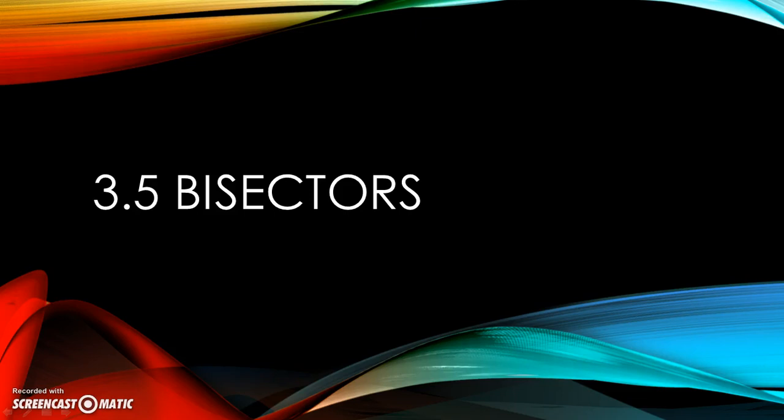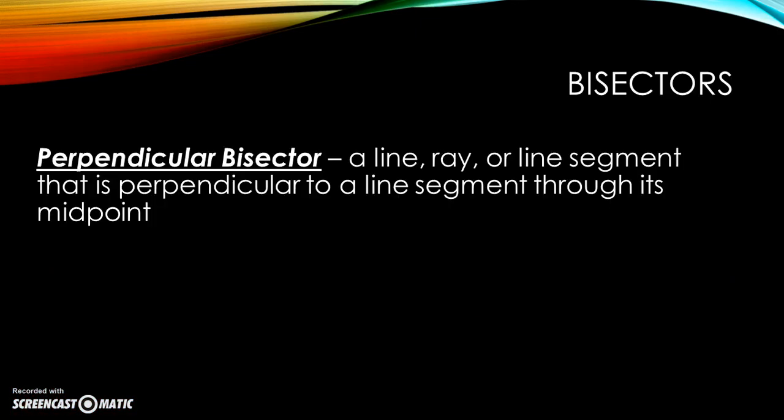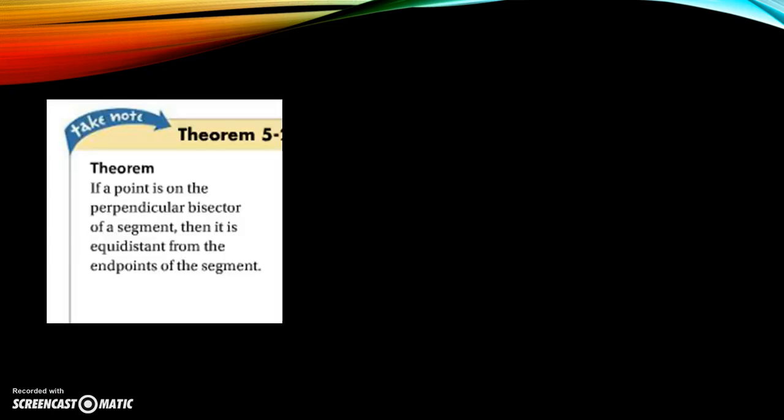Welcome to 3.5 bisectors. We're going to start with some definitions. A perpendicular bisector is a line, ray, or line segment that is perpendicular, right? It forms a 90-degree angle with the line segment through its midpoint, making the two halves congruent, so it's bisected.